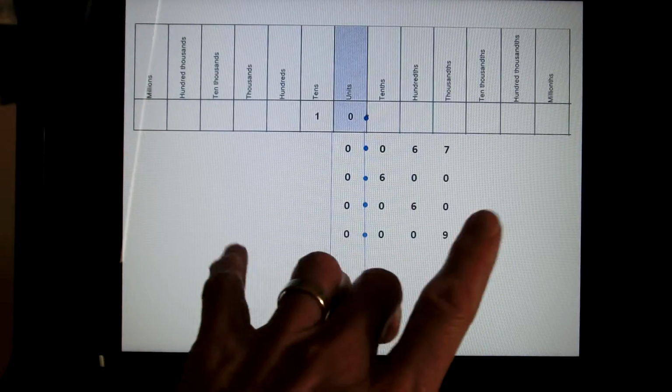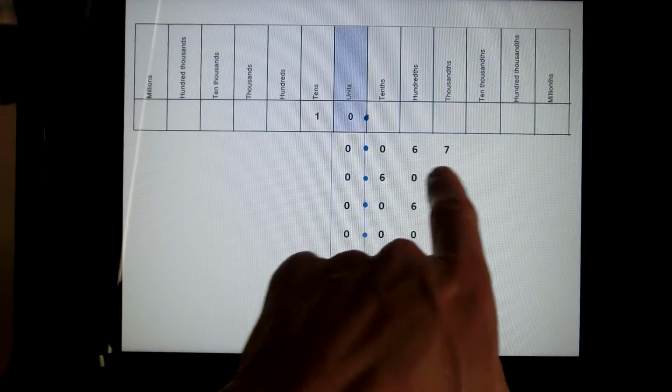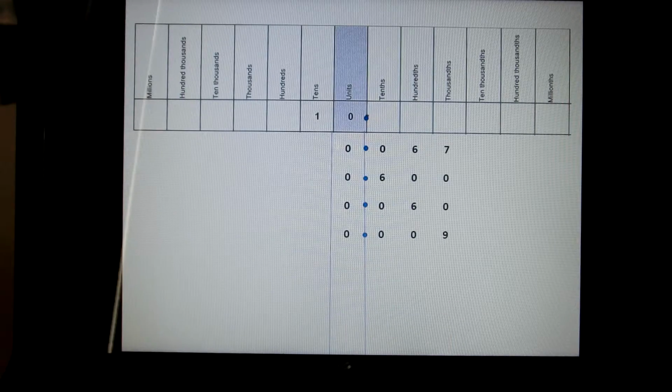So it's a bit like as if that was 9, that is 60, that is 67, and that's 600. That's not quite a correct way. It's not the correct way of saying it, but it might help you to follow what's going on here.